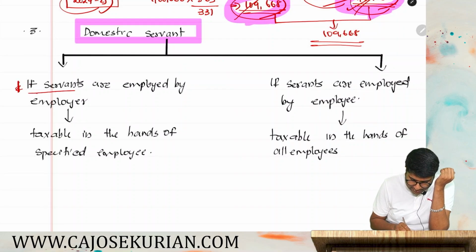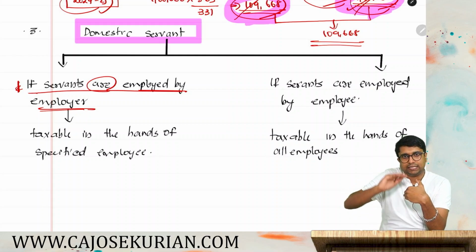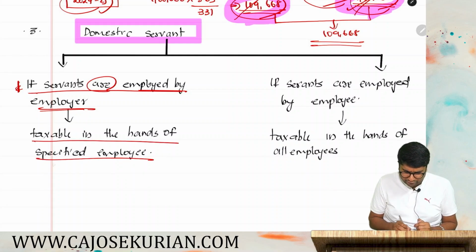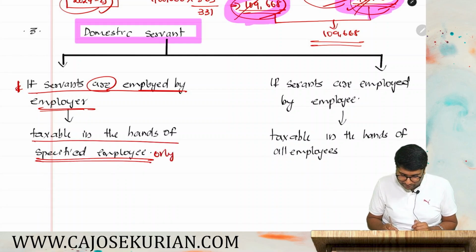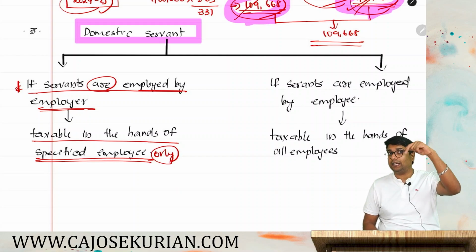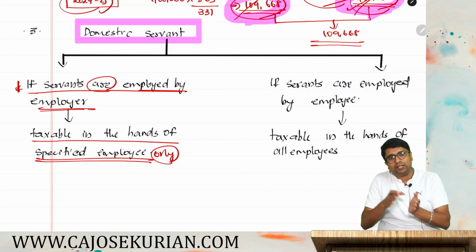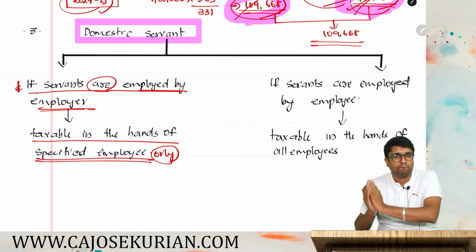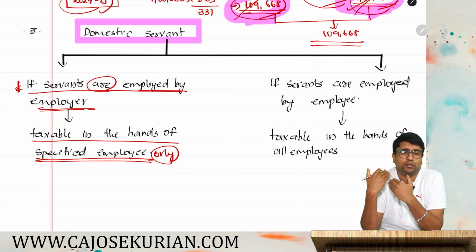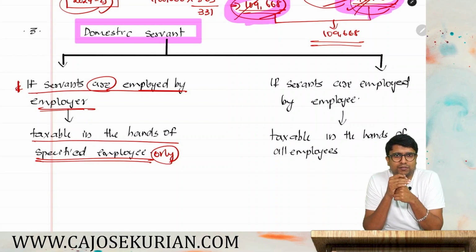So if servants are employed by the employer, that means the employer has appointed a servant and given that servant to the employee, it is taxable in the hands of specified employees only. So that will be a taxable perquisite provided the employee is a specified employee. And what is a specified employee? That I will tell you later. And how do you value it? Very simple. The salary paid by the employer to the respective domestic servant shall be the value of the taxable perquisite.